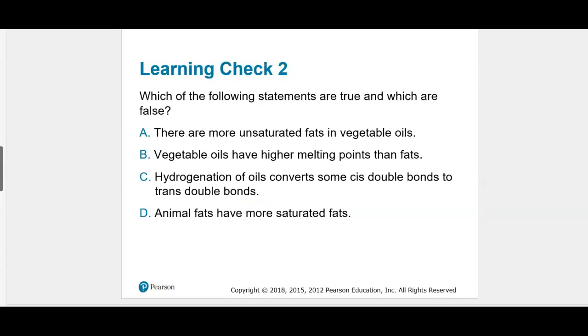All right, let's do a learning check here. Which of the following statements are true and which are false? There are more unsaturated fats in vegetable oils. Is that true? Vegetable oils have higher melting points than fats. Is that true? Hydrogenation of oils converts some cis double bonds to trans double bonds. Is that true or is it false? Animal fats have more saturated fats.